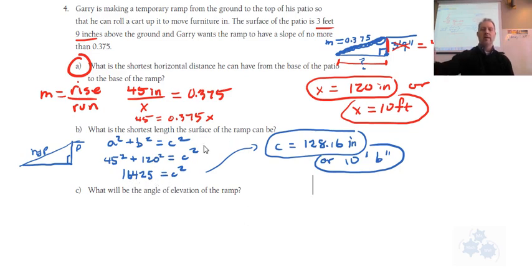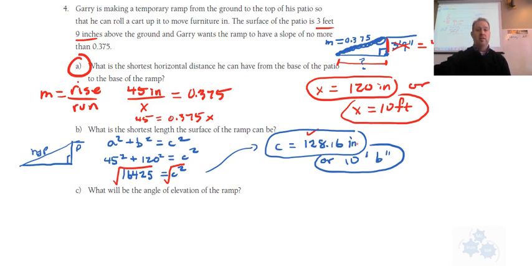And then how do we get from c squared to c? We take the, what's that sign called? You might remember. The square root sign. Yeah, so we take the square root, and you should get 128.16 or so. And that's about 10 feet 6 inches, maybe 7 if you round up. Okay?